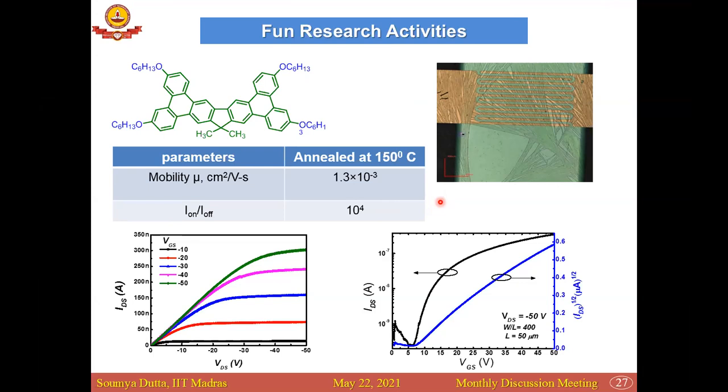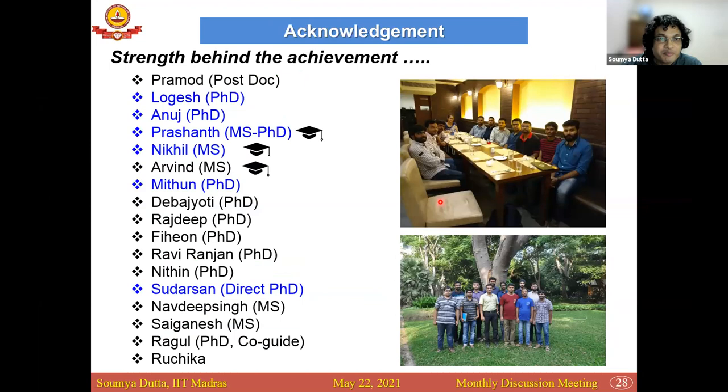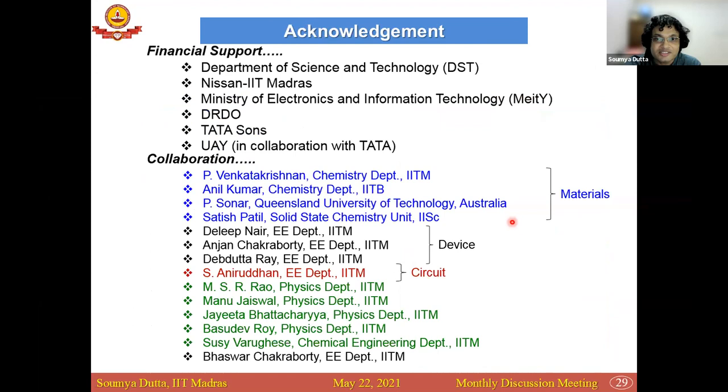These are my group members. Some of them have already graduated. These are the collaborators. As I told, I have materials, and somebody synthesizes the materials. I have collaboration with the device people, and with circuit people. So we try to reduce the knowledge gap between us. So that's all about it.